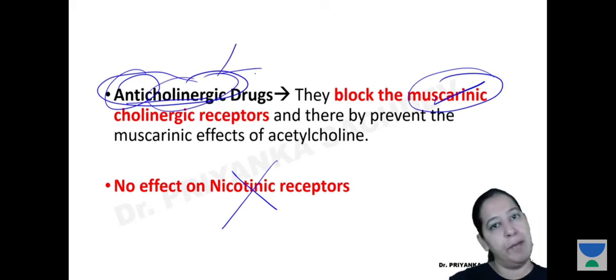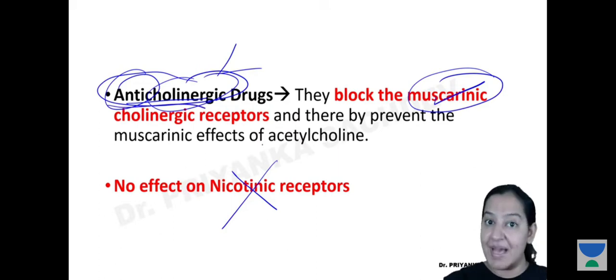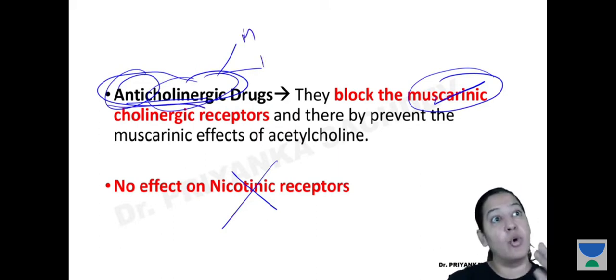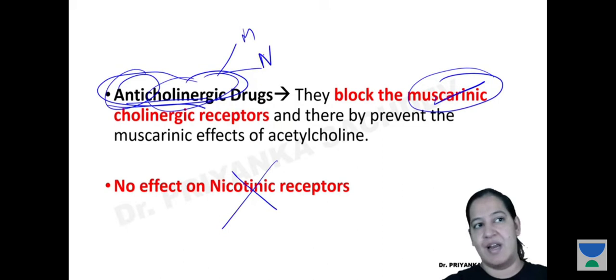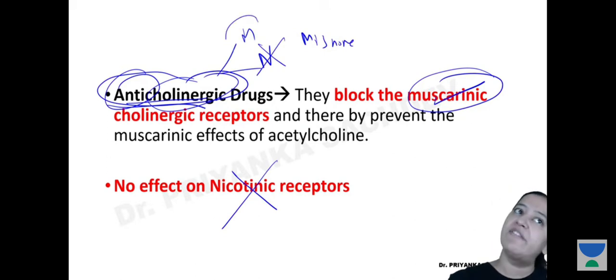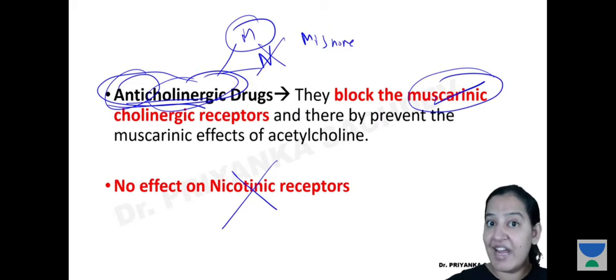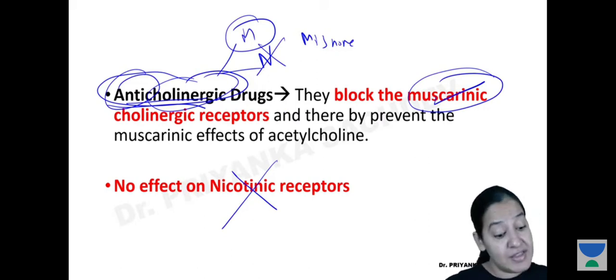Muscarinic and nicotinic both actions are there in cholinergic drugs. So anticholinergic, hearing that, we feel it will reverse both muscarinic and nicotinic. No, it is a misnomer. It has no effect on nicotinic. It only reverses muscarinic effect. So whatever muscarinic effects are there, M1, M2, M3, that will be reversed.